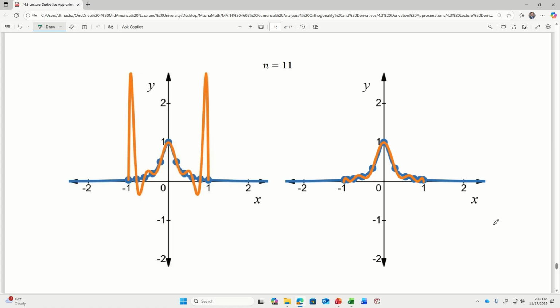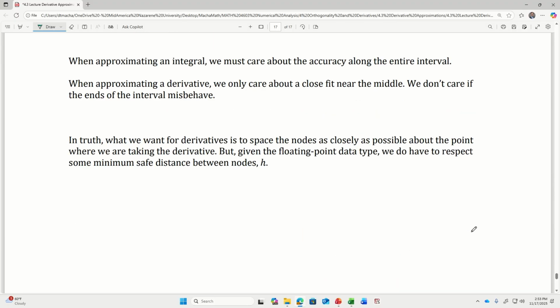With integral approximation, I had to care about what's happening over the entire length of the interval. I had to care about these big areas that were going to make an issue for me when I try to integrate. But if I only care about the derivative at this point, this can be as bad as it wants to, I just want this part to be as accurate as possible. And so for that reason, evenly spaced nodes are actually a better deal than Chebyshev nodes. When approximating an integral, we must care about the accuracy along the entire interval. When approximating a derivative, we only care about a close fit near the middle.